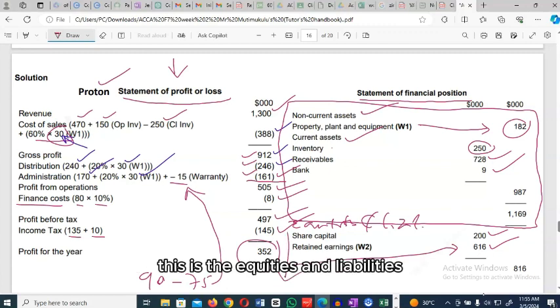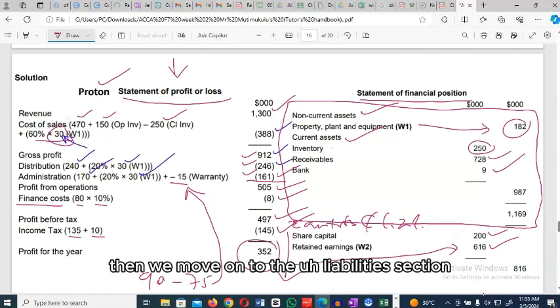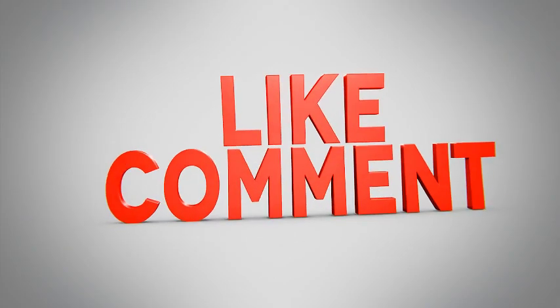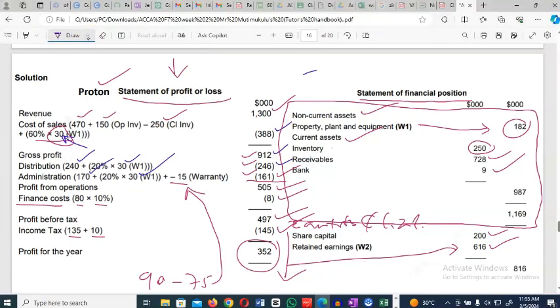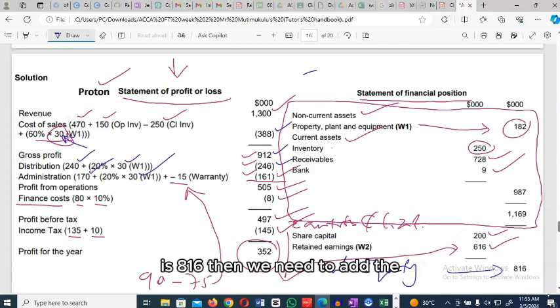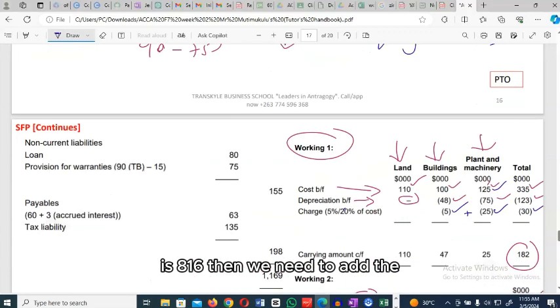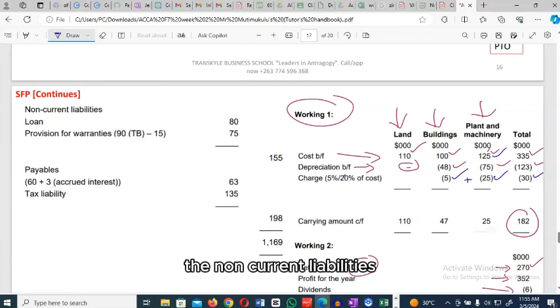This is the equities and liabilities, where we start with the share capital, the retained earnings, then we move on to the liabilities section. Okay, let me try to change the pen here. Okay, now you can see that the total equity figure is 816. Then we need to add the non-current liabilities, the liabilities section.